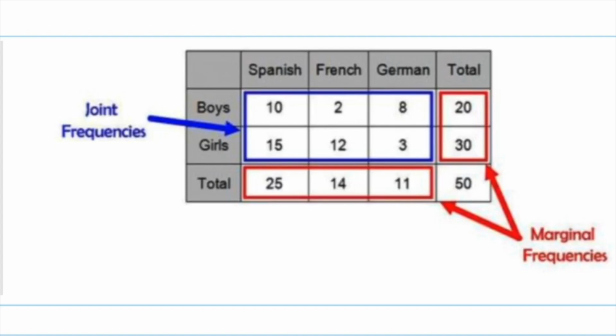They're on the margin. So they're on the outside, and the frequencies just stand for the totals. So for the bottom, under Spanish, you add 10 and 15 and get 25, and French is 2 plus 12 and get 14. And then on the far right-hand side, you have the totals of the entire row all the way across, which would equal 20. The entire row all the way across would equal 30. And then that bottom right-hand corner is going to be the grand total, which is 50. So everyone they're talking about, including boys and girls, and all three languages, would total 50 students. So that's how you would read that. Marginal is on the outside, joint is on the inside, and that bottom right-hand corner is the grand total.